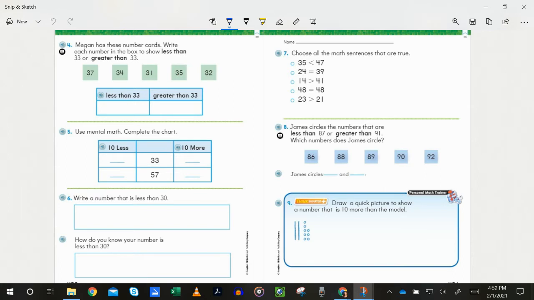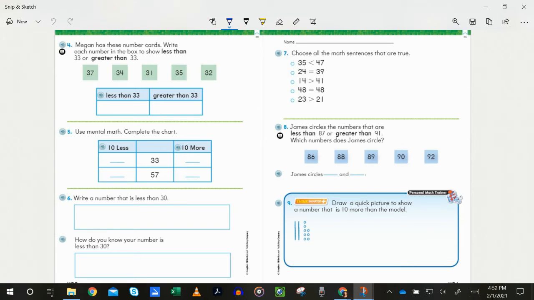Okay, number 4. Megan has these number cards. Write each number in the box to show less than 33 or greater than 33. Okay, so 37 is our first number. Is it less than 33 or greater than 33? Choose the correct box and then cross it out.